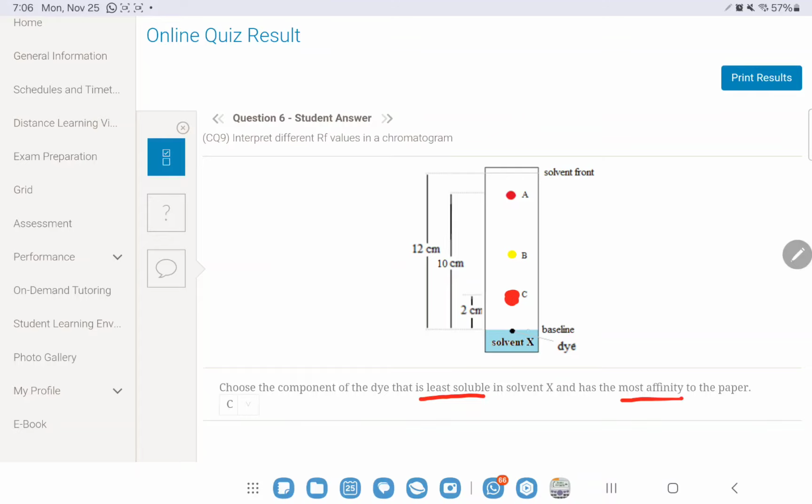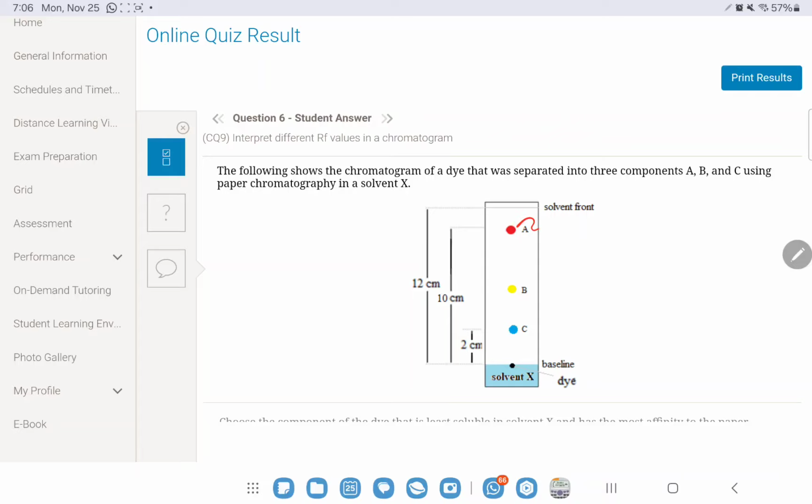Now, I didn't read this question and realize they want the RF value for component A when I was solving. I gave them the one for C, but they want for A. And how do you find the RF value? You take the distance of A from the baseline, divide by the distance of the solvent front. So 10 divided by 12, which is 0.83.